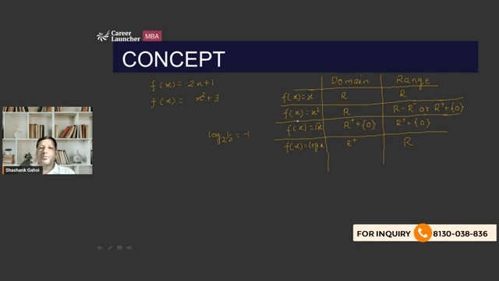Now, your job is to figure out what are the possible values you can put in x, and what are the possible values you can get for f(x). The possible values for x are going to be called the domain. The possible values of f(x) are going to be called the range.